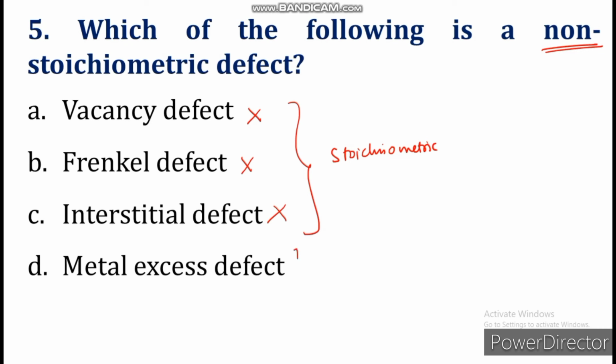It happens in metal excess defect. In a metal excess defect, the number of metal ions is more compared to the anions. Metal ions are usually cations, so here cations are more compared to anions, and the stoichiometry changes. So which option? Option D, metal excess defect.